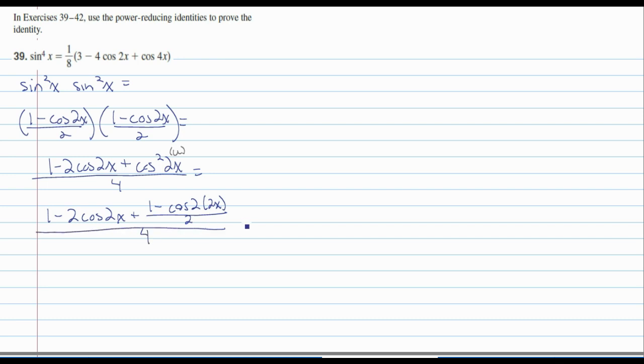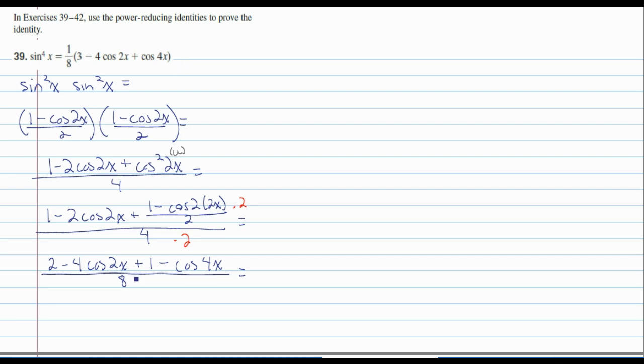All over 4. I've got to get rid of that denominator in the numerator again. So I have 2 minus 4 cosine of 2x plus, now these twos kind of cancel, so I have 1 minus cosine of 4x all over 8. And again, let's see. Oh no, we actually have to make it look like this. I was going to say that your book wants it the other way, but no, this is a proof. I have to make it look exactly like this.